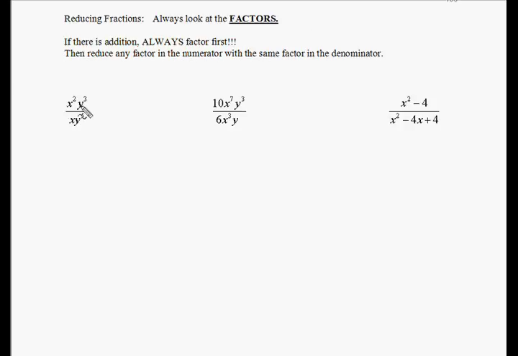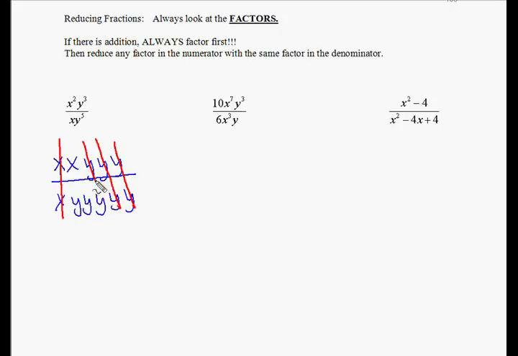So in our first fraction, x squared y cubed over x y to the fifth, if I want to factor that, if I want to break it down so it looks like a bunch of multiplication, I would have x, x times y over x, and then 5 y's. To reduce, I would divide both the numerator and the denominator by the same factor. So I can cross out a y, another y, another y, and one x.